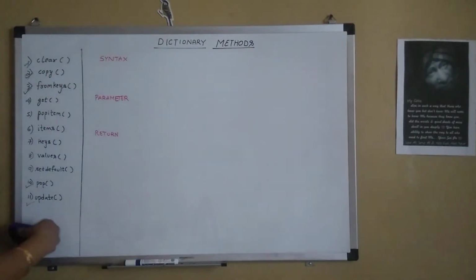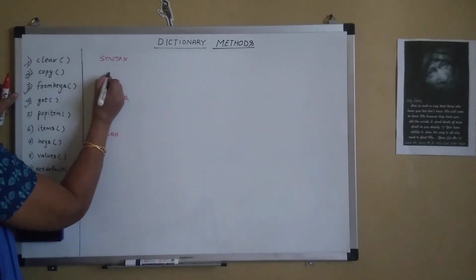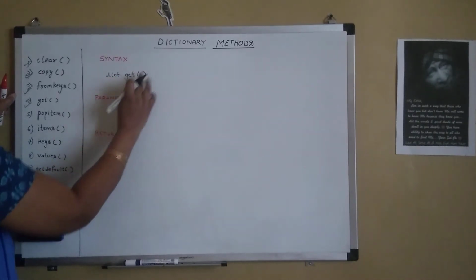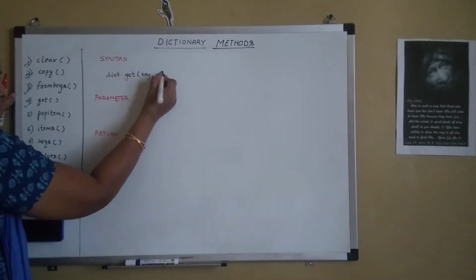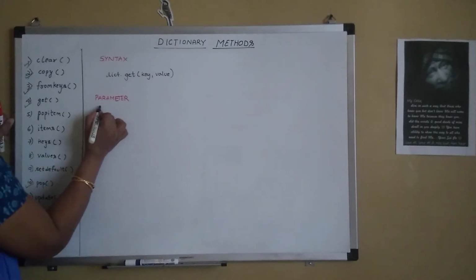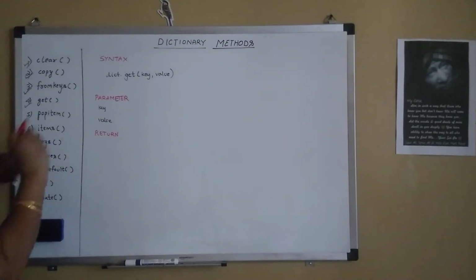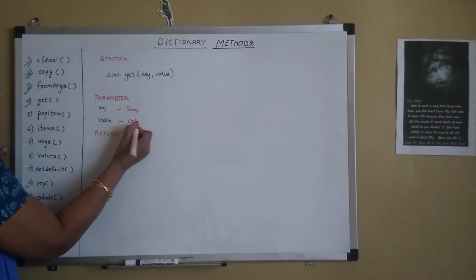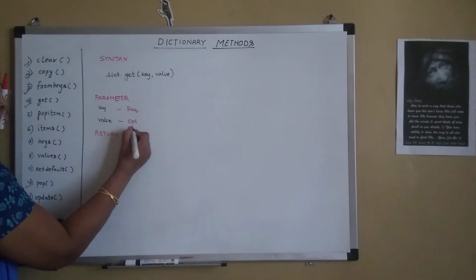And now let's go into the get method. The syntax for the get method is dict.get, and it takes two parameters, key and value. Key is a required value and value is an optional parameter. If we don't specify any value, by default it will take None as the value.